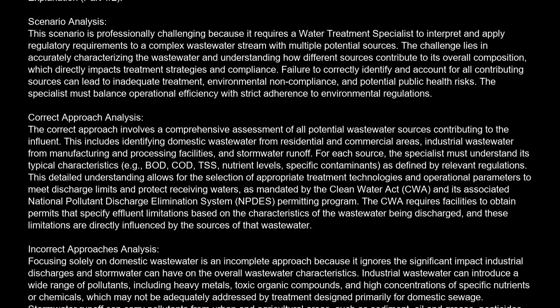The correct answer is B. Conduct a detailed analysis of the chemical oxygen demand (COD) and biochemical oxygen demand (BOD) of the influent, assuming it is primarily domestic in nature.